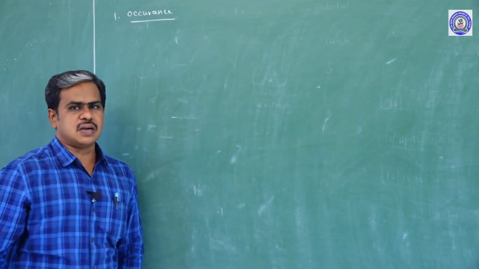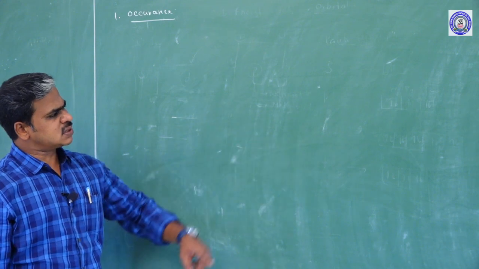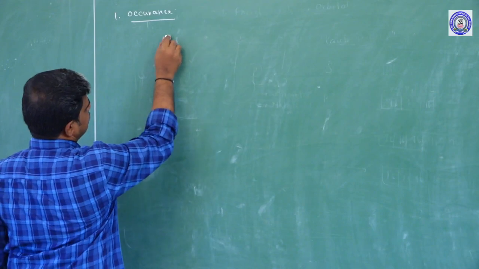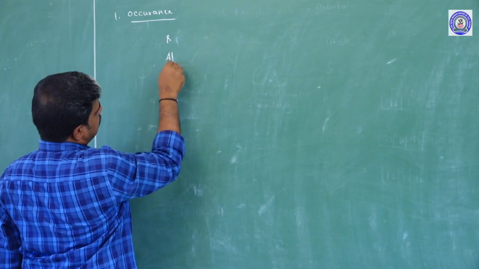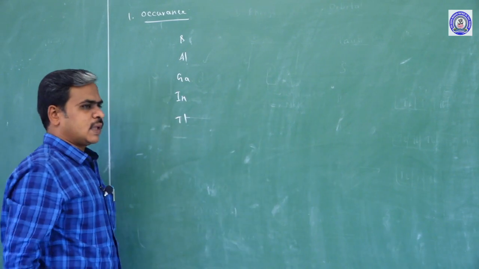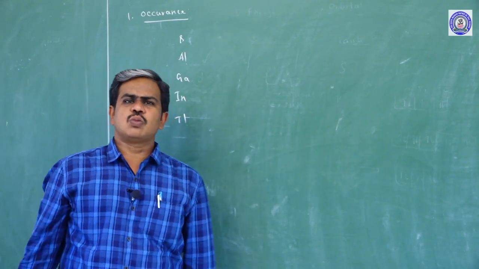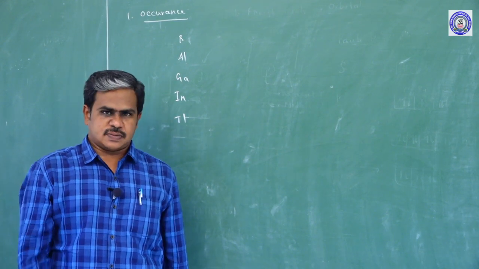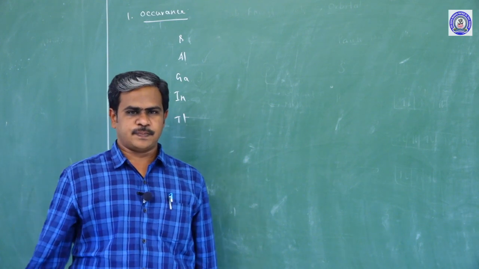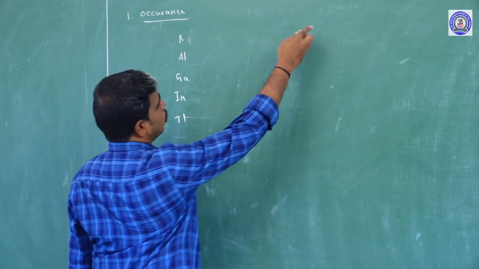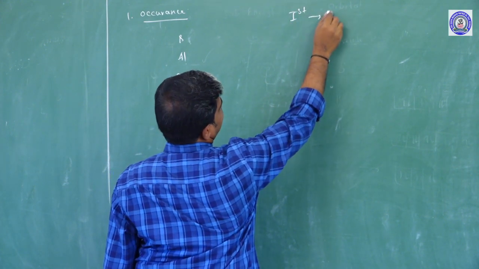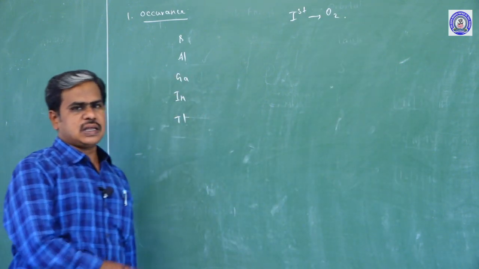Occurrence is nothing but abundance. Among boron, aluminium, gallium, indium and thallium, which one is the most abundant in the earth's crust? You know that the first most abundant element in the earth's crust is oxygen.